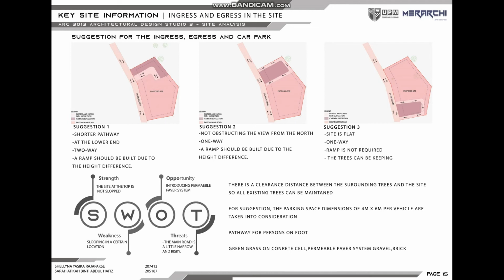For the suggestion, a parking space dimension of 4 times 6 meter per vehicle is taken into consideration. Pathway for persons on foot. Green grass on concrete cell, permeable paver system, gravel, brick. So the strength is that the site at the top is not sloped. The weakness, sloping in certain locations. Opportunity, introducing a permeable paver system. Threat, the main road is a little narrow and risky.